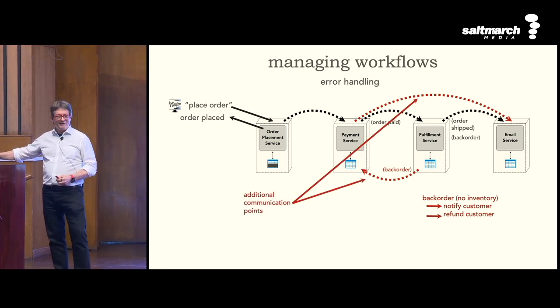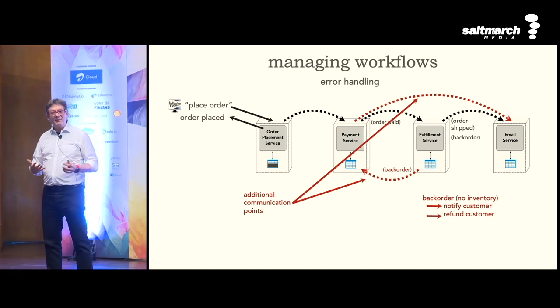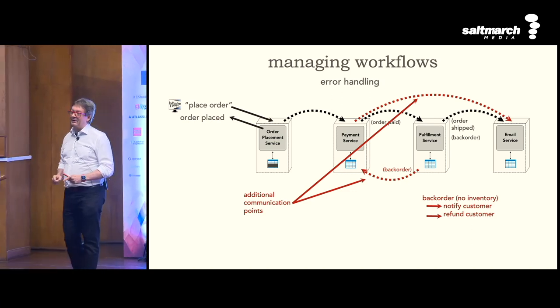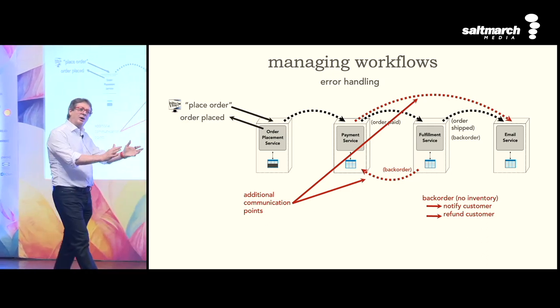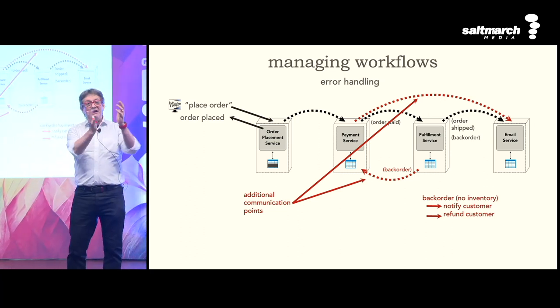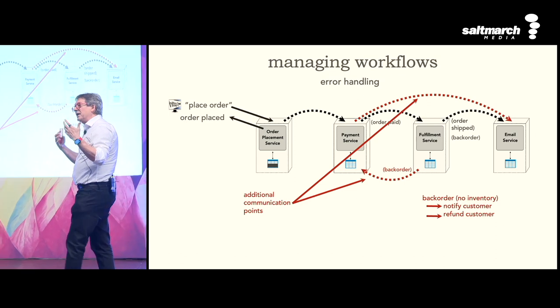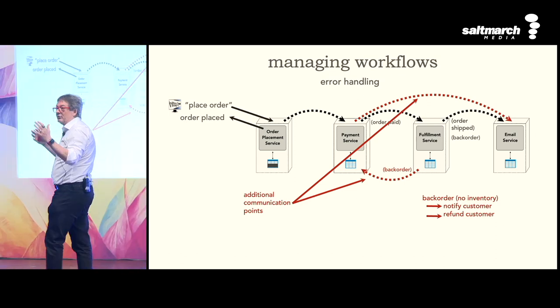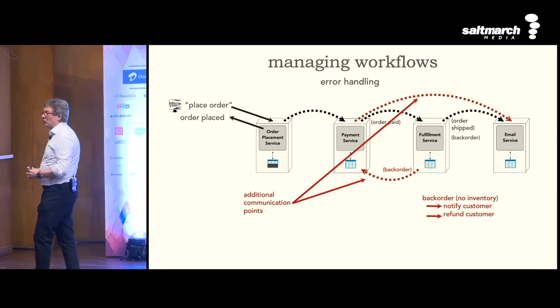Notice that I've had to add all these additional communication points to make this happen. And not only that, in my orchestrated version, my domain services can be dumb and happy. They don't even have to know they're in a workflow. They're just managing their bounded context, and the orchestrator asks them to do stuff, and they do it. They don't know about any of the other services. They don't know about workflows. But this complexity doesn't just magically go away.